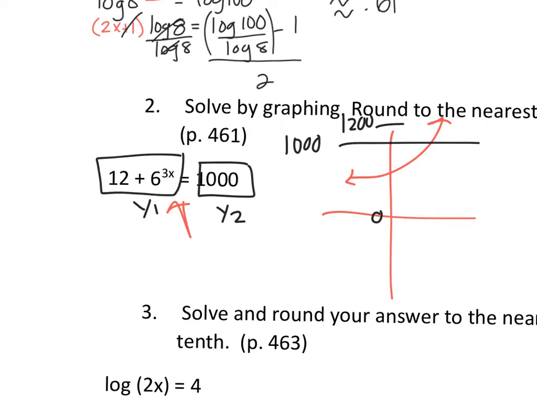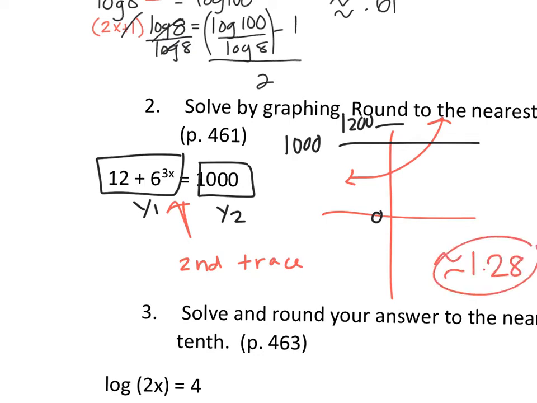When you do this, you want to press the second trace button. Second trace will give you options for intersect. So for intersect, you're going to want to put your highlighter right over here on your graphing calculator and press enter 3 times. And that will give you the intersection. So 1, 2, 3. So the intersection is about 1.28.